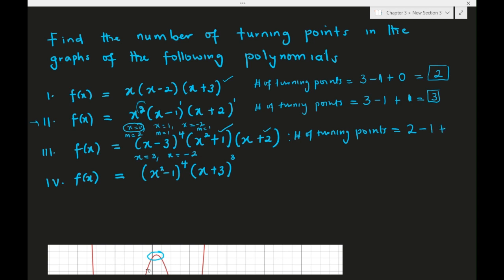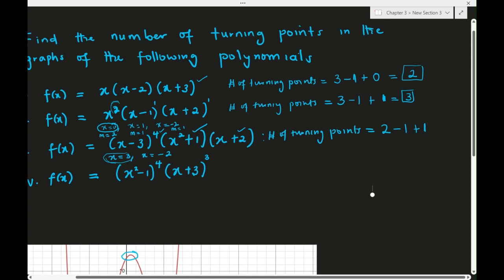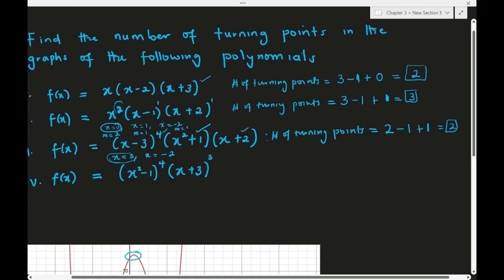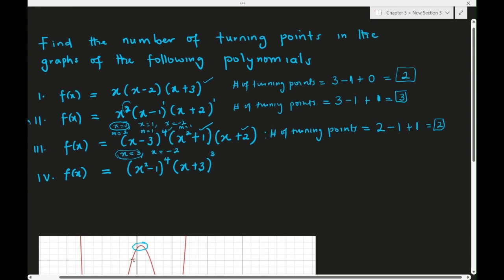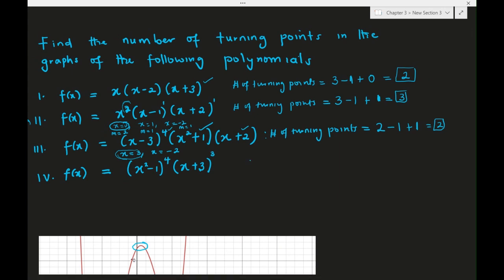Minus 1, then plus. Now, how many of these real zeros have even multiplicity? As you can see, only x equals 3, because the multiplicity of x equals 3 is what? Is 4, right? Which is even. So, only one of it. So, it means you have to add plus 1. And this should give us 2. So, if you draw the graph of this polynomial function, you should have only two turning points. Then finally, this one here, number of turning points.